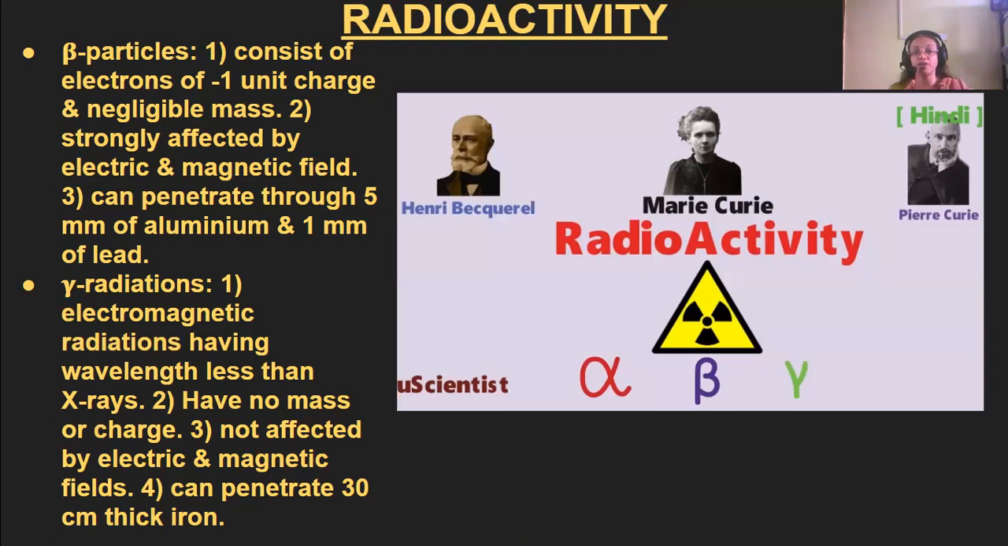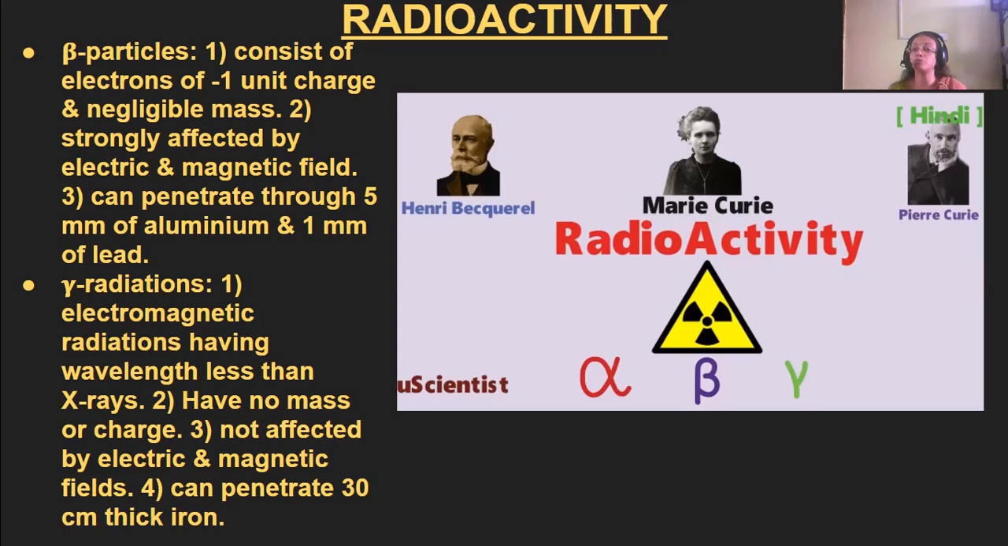These beta particles can penetrate through 5 millimeter of aluminium and 1 millimeter of lead thickness. But for alpha particles, only a very small amount was penetrable.